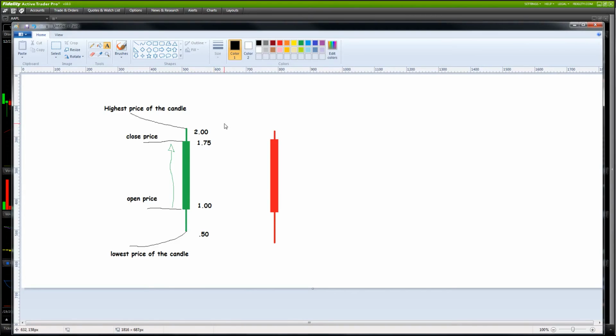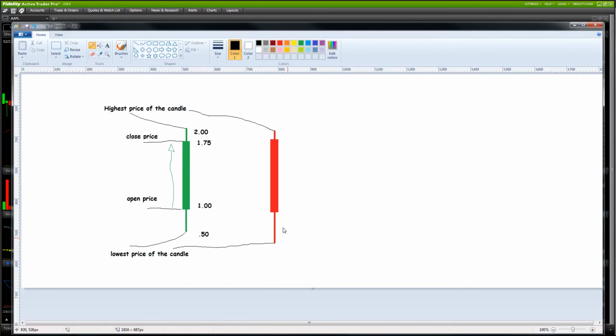So now we have a basic idea of what each of these candles represent. Now let's look at our red candle. First we have these top areas which are going to represent the same thing. So the top of this candle is going to represent the highest price of this candle, and the bottom shadow is going to represent the lowest price of the candle.